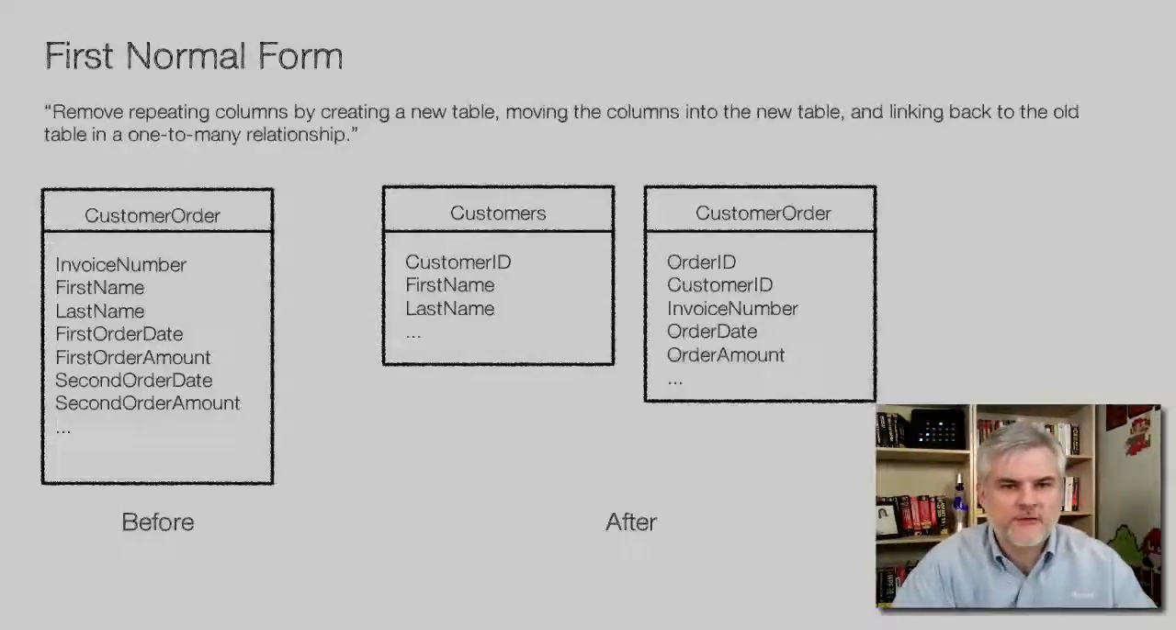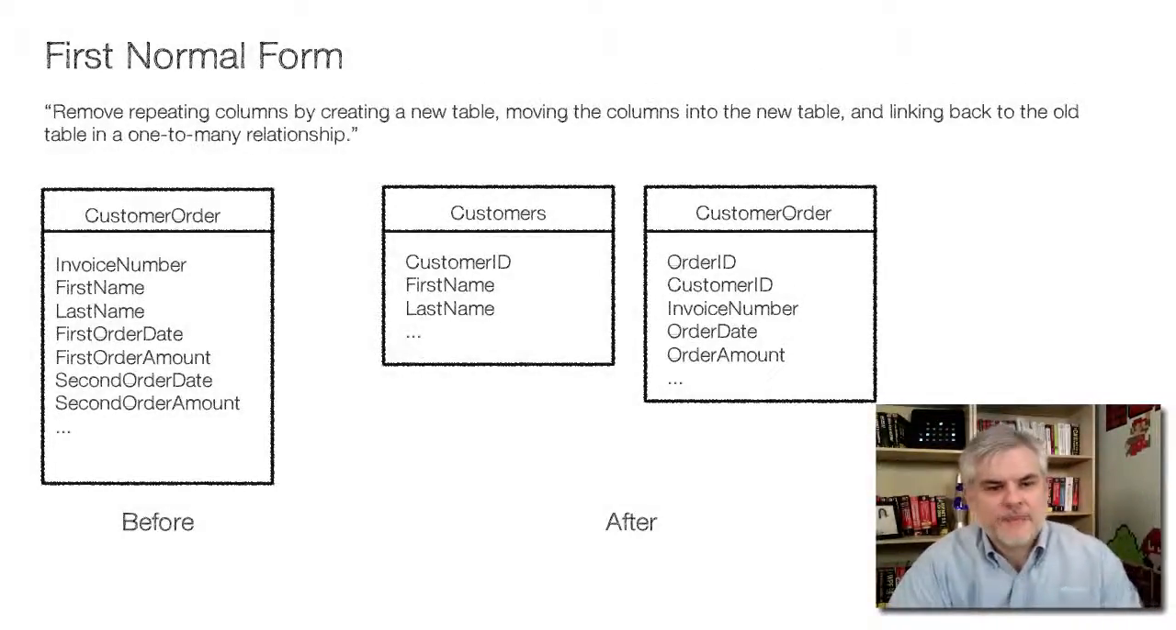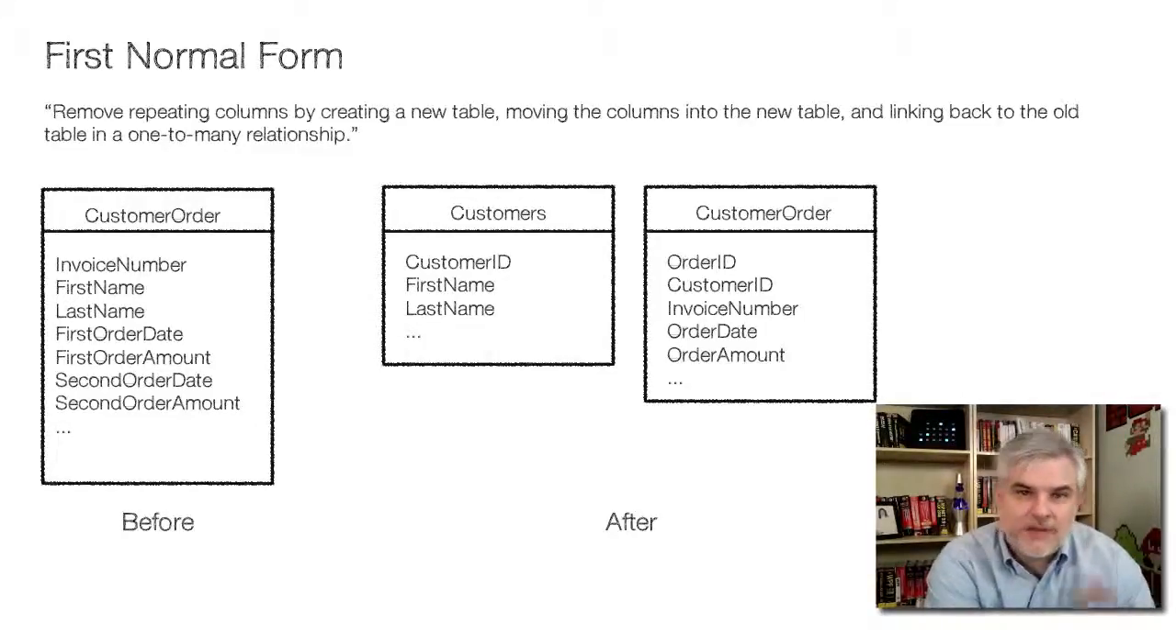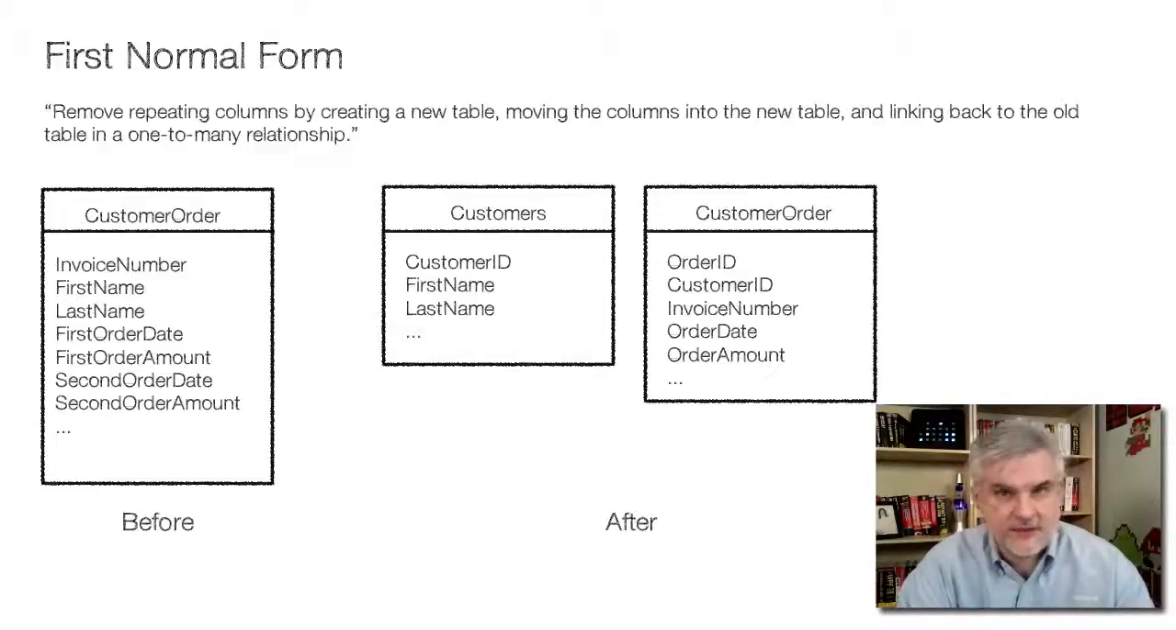All right, so the first normal form, the guidance goes something like this. Remove repeating columns by creating a new table, moving the columns into the new table, and linking back to the old table in a one-to-many relationship. In this particular example, you can see the before and the after. In the before, you have a customer order table. Here there is a first order date, first order amount, second order date, second order amount. If they order a third time, then you would add a third order date, third order amount.